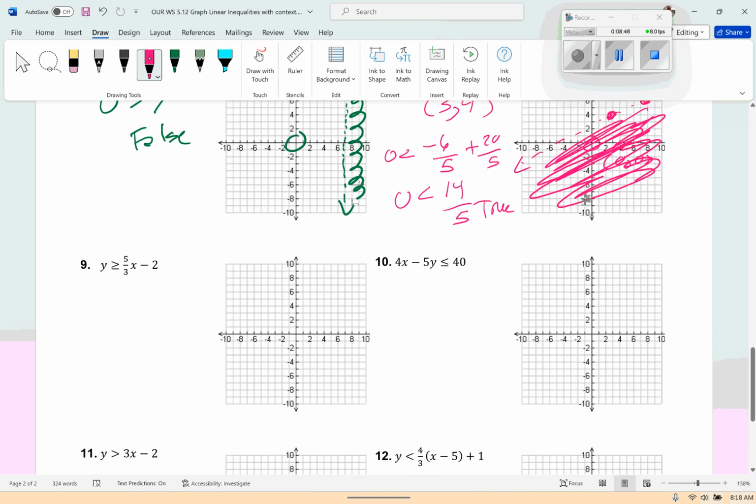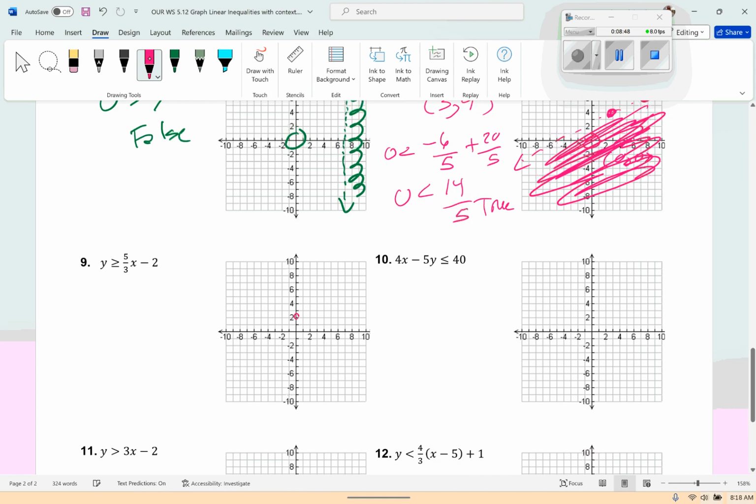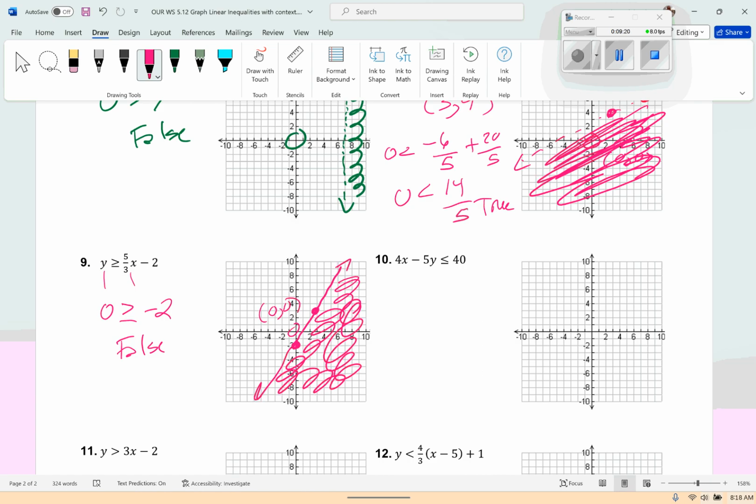Problem number 9. I have a y-intercept at negative 2. I'm going to go up 5, right 3, because that's my slope. This is going to be a solid line. Okay, that's getting close to 0, 0, but I think we drew it nice enough that we can see 0, 0 is on the left side of the line. I'll plug 0 in there and there. So 0 is greater than or equal to 5/3 times 0 is 0. 0 minus 2 is negative 2. Is 0 greater than negative 2? This is false. So shade the side that is opposite of our 0, 0, which is down here.